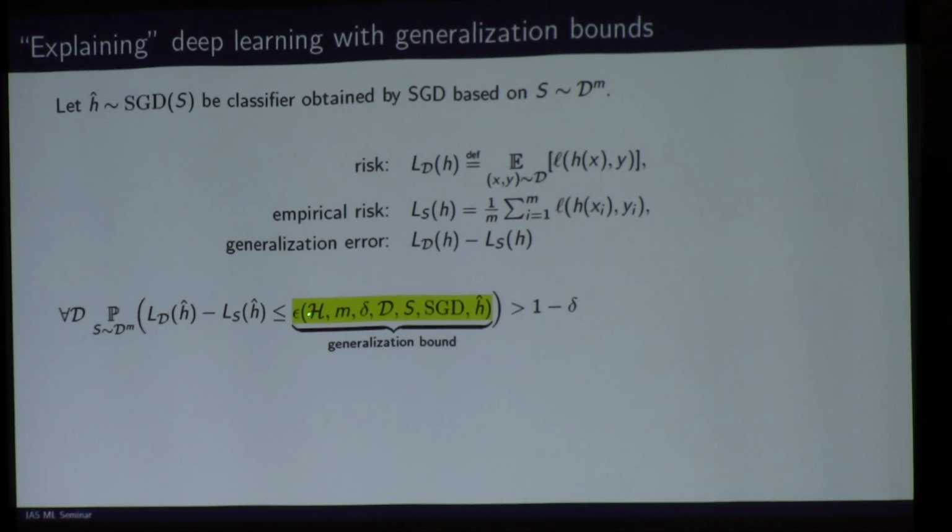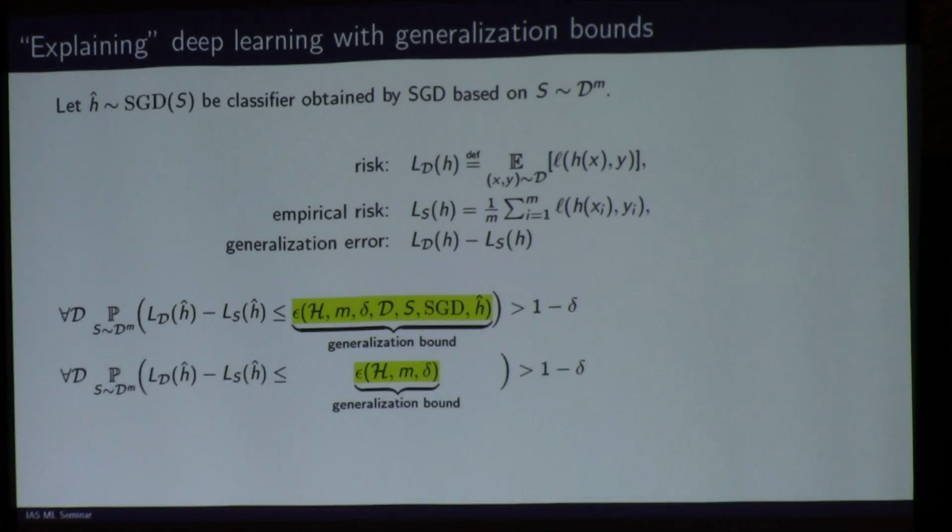And the bound that you prove might depend on the hypothesis space. It might take advantage of the number of data you have, the probability with which you want the bound to hold. It might depend on aspects of the data distribution, the data set, SGD, et cetera. Now, in some sense, you can immediately get tautologies if you start depending on the data distribution. So you get a stronger theory the less stuff you have in here. If I can prove a bound that only depends on the hypothesis class that I'm searching over, the number of data, and the probability with which I want my bound to hold, that's in some sense stronger.